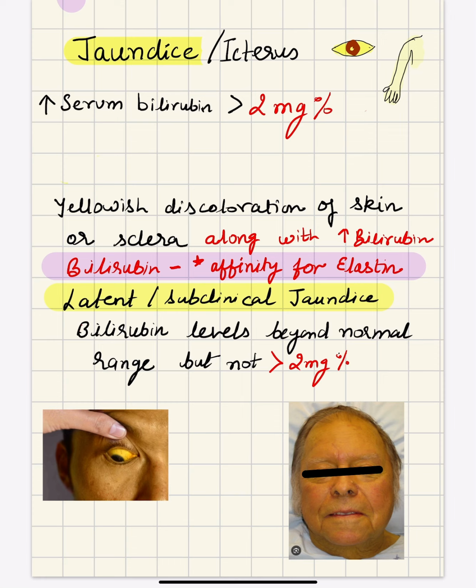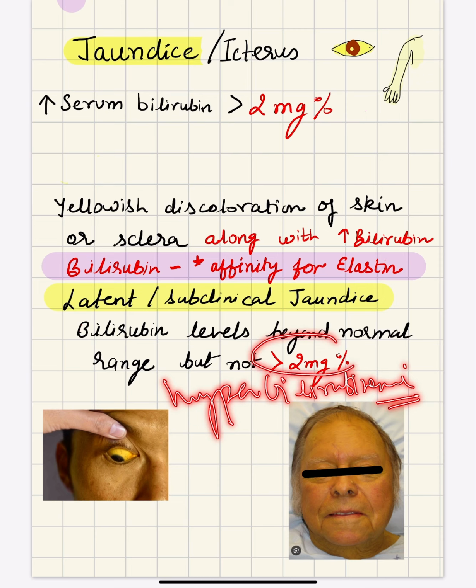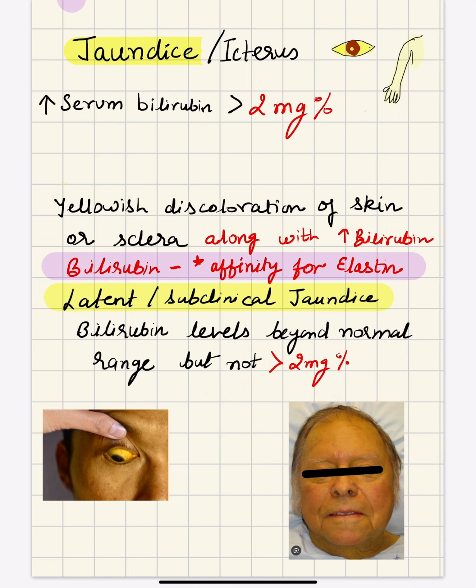Now there is another term which is called latent or subclinical jaundice. Here the bilirubin levels are raised beyond the normal range, so there is hyperbilirubinemia, but the levels are not more than 2 milligram percent. So it will not clinically manifest as jaundice. That condition is latent jaundice.